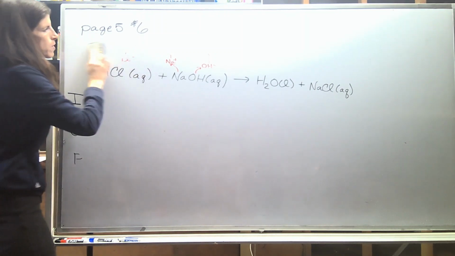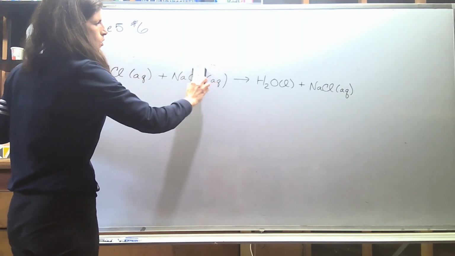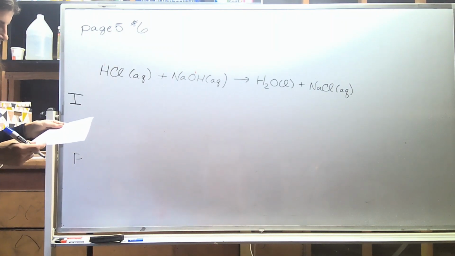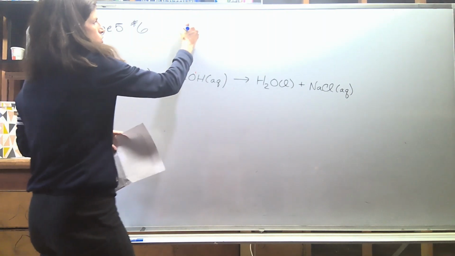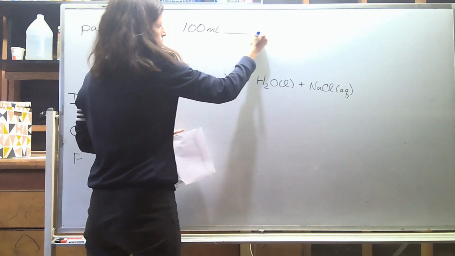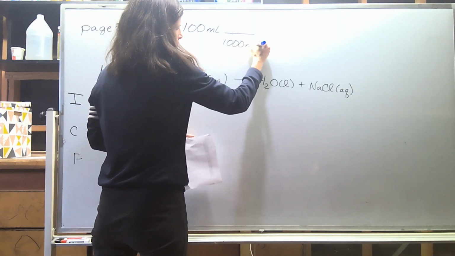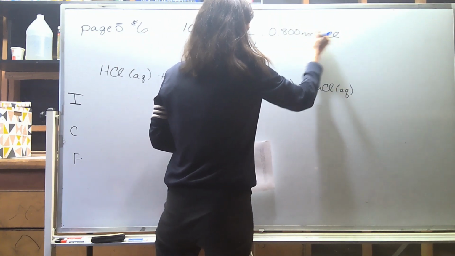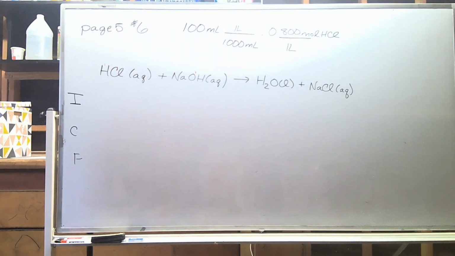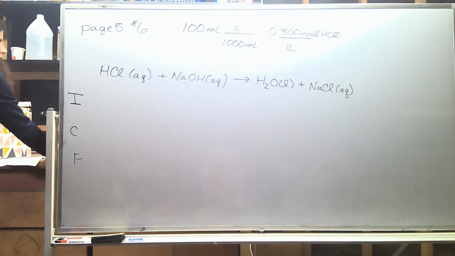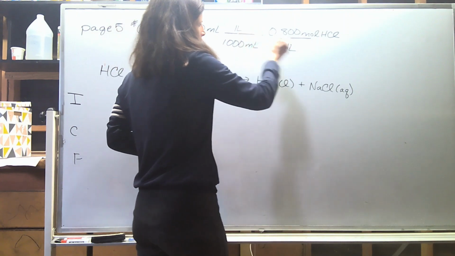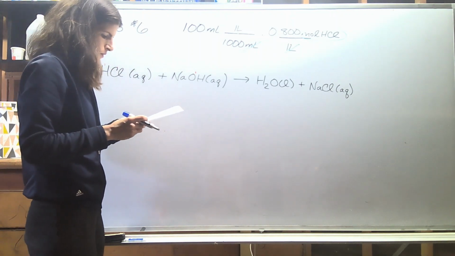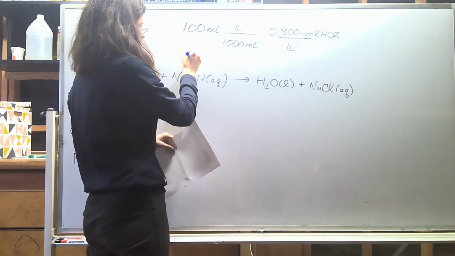Just erase this so I don't run out of space. Remember, for your ICF tables, they always need to include moles. So we are given enough information to figure out the moles of either reactant. So we have 100 mils of 0.8 molar hydrochloric acid. So we have 100 mils, and we can check how our units are canceling. That's going to give us moles of hydrochloric acid. I'm going to set up something similar for the sodium hydroxide: 100 mils of 0.900 molar sodium hydroxide.